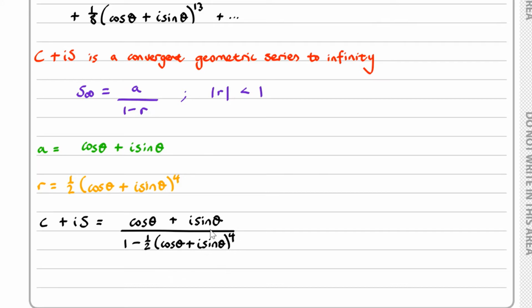And if we multiply through, well, we can actually use Euler's relation to rewrite this as e to the i theta over 1 minus 1/2 e to the i 4 theta. And if we multiply through by 2, we have 2e to the i theta over 2 minus e to the i 4 theta. And that's the result we wanted to show.